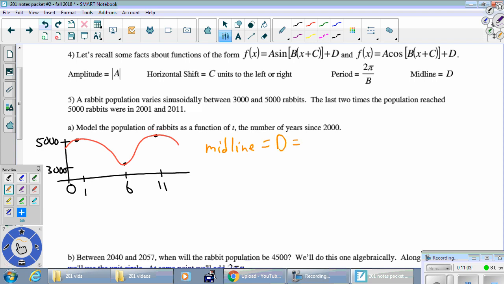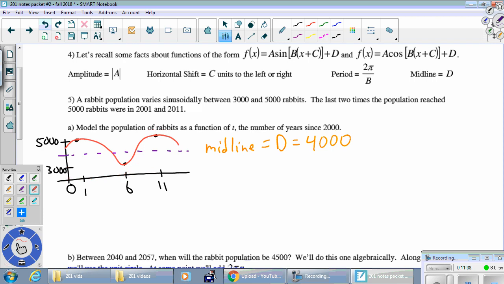So the midline is the value of d. What is the perfect horizontal middle of this thing? Well, clearly it's halfway between 3,000 and 5,000, so that's easy. That's 4,000. You could also think of that d as being the vertical shift, right? Like the quote-unquote normal sine or cosine would be centered perfectly on the x-axis or the t-axis. And so if you wanted to move this center right here up to 4,000, you'd have to just add 4,000 to the entire function.